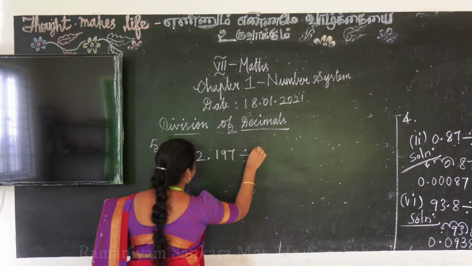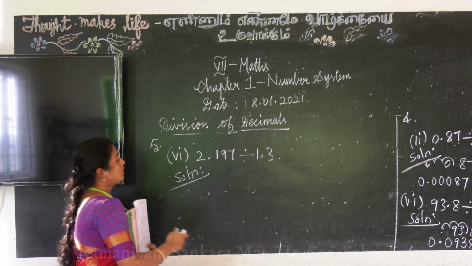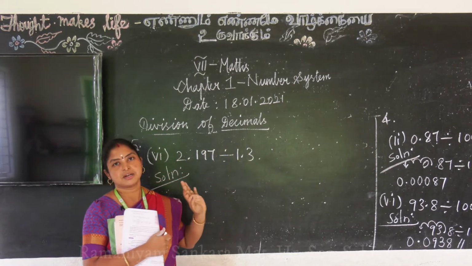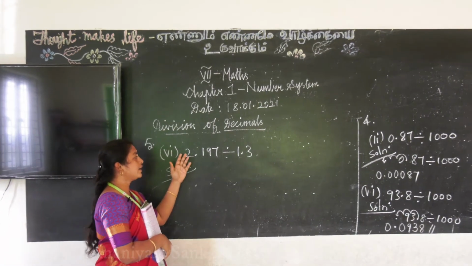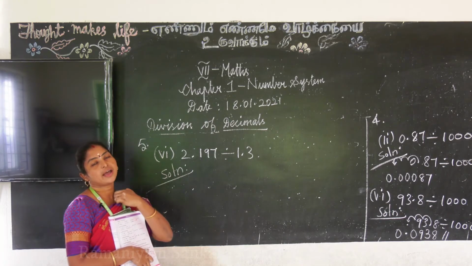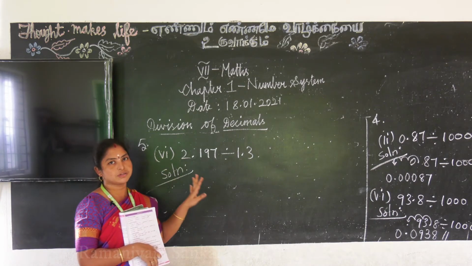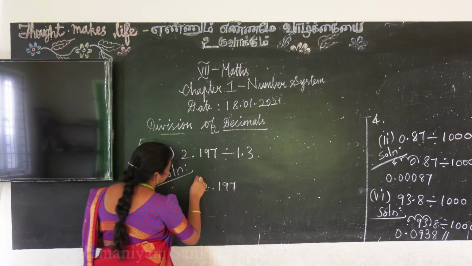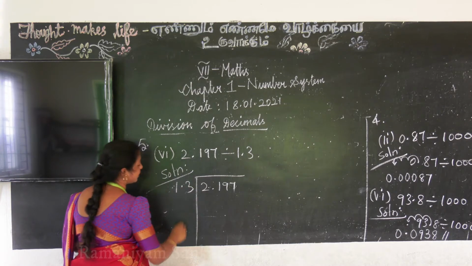2.197 divide 1.3. See, here this is a decimal number, so a decimal number is divided by another decimal number. For dividing a decimal number by a decimal number, we can use 2 steps. I have taught you one simple step, so no problem, use that simple step alone. See, 2.197 is the dividend, then 1.3 is the divisor.